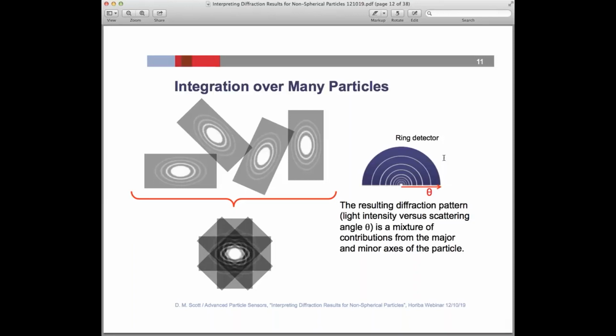So what that means is that when we get to this ring detector here, as we go out from the center of that detector, we're basically looking at increasing polar angle. We've already integrated over the azimuthal angle. So we're getting contributions of major and minor axes on the particle, and that gives us a pattern which is intrinsically different than the spherical pattern.